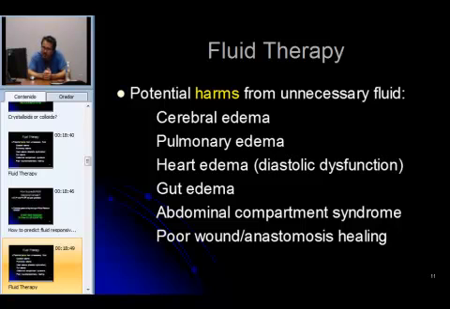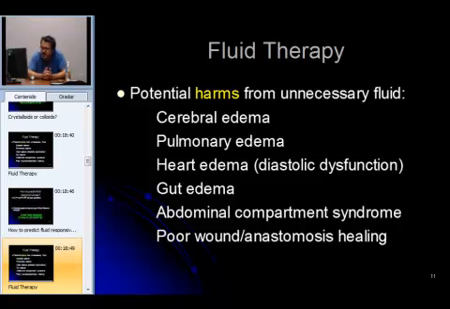That fluid is going to third space into the brain, and you're going to worsen cerebral edema. Same thing in the lung. Same thing in the heart. The left ventricle actually becomes swollen, and then it's going to be stiff, so you develop diastolic dysfunction, and that increases your chances of pulmonary edema as well.